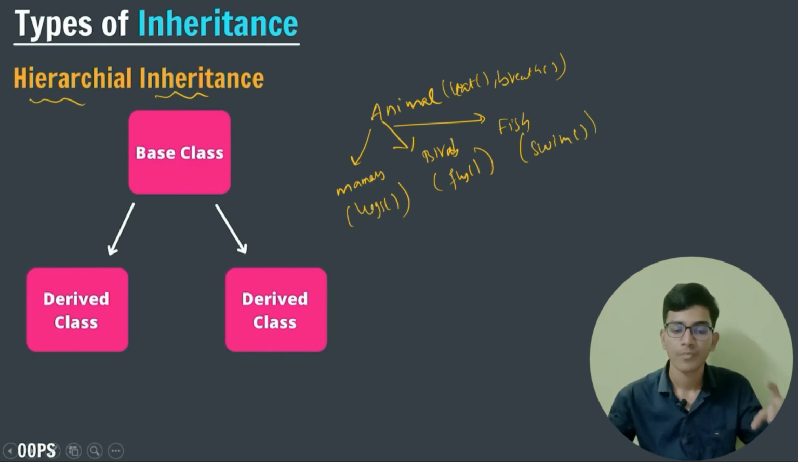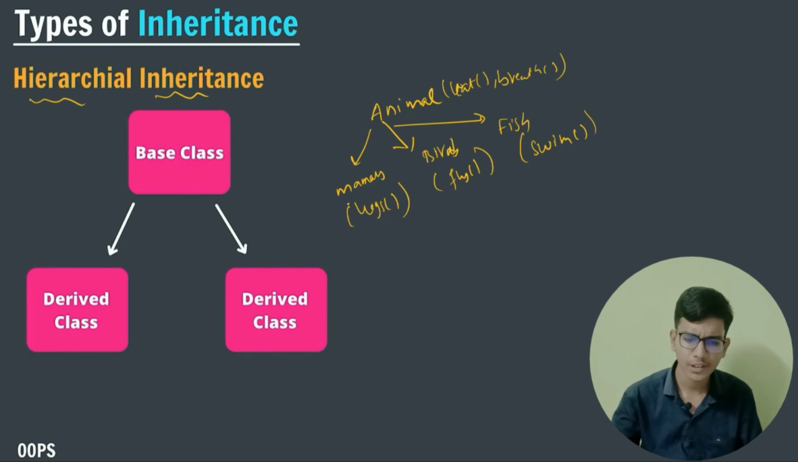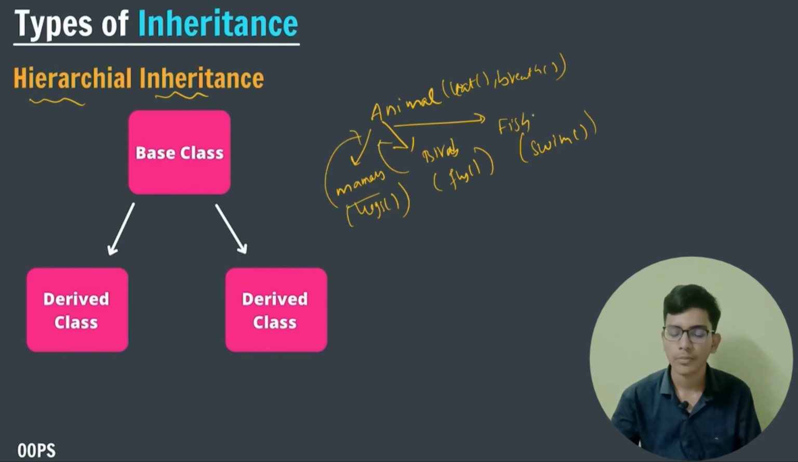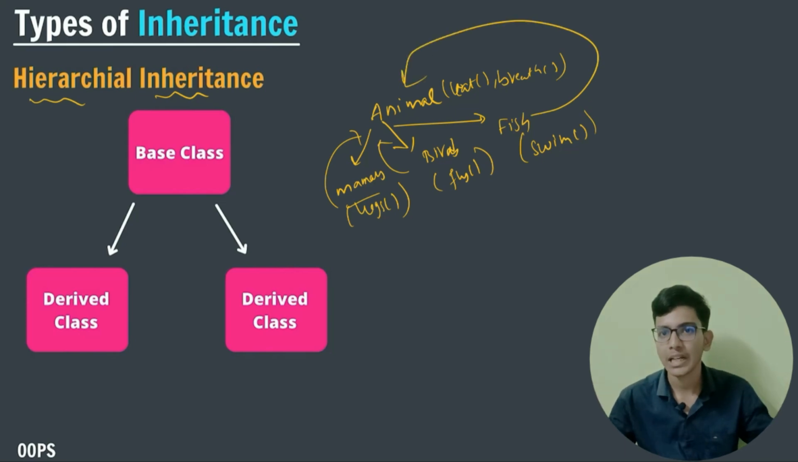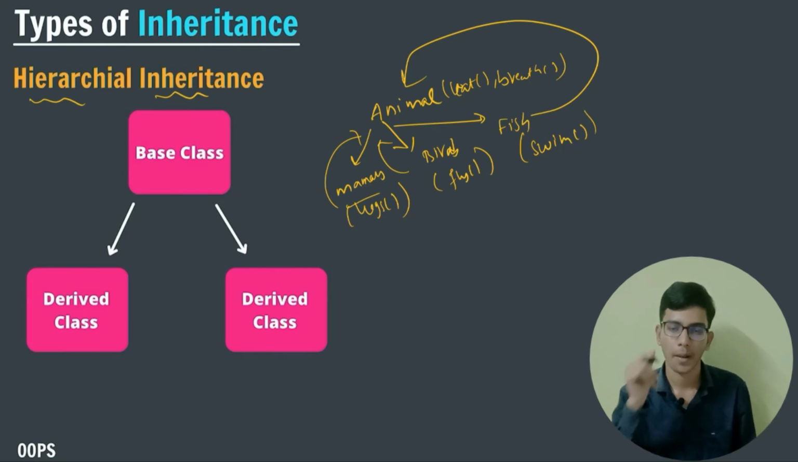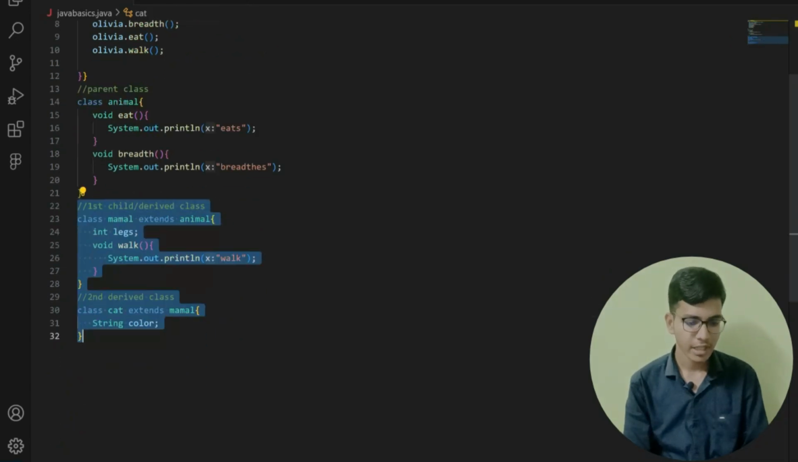So the parent class of mammal is animal, the parent class of birds is animal, and the parent class of fish is also animal. So if the parent class of multiple classes is the same, then it is known as hierarchical inheritance.